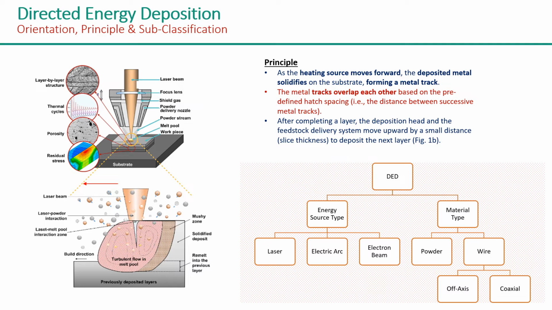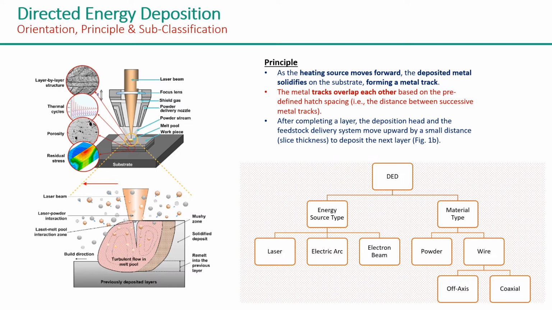If we talk about the subclassification of the DED technique, it is basically classified in two ways. The first way is based on the energy source we are using. The first energy source is the laser, another one is electric arc or plasma, and the third one is electron beam. It is also classified based on the material we are using, in different forms: powder, or bulk material in the form of wire.